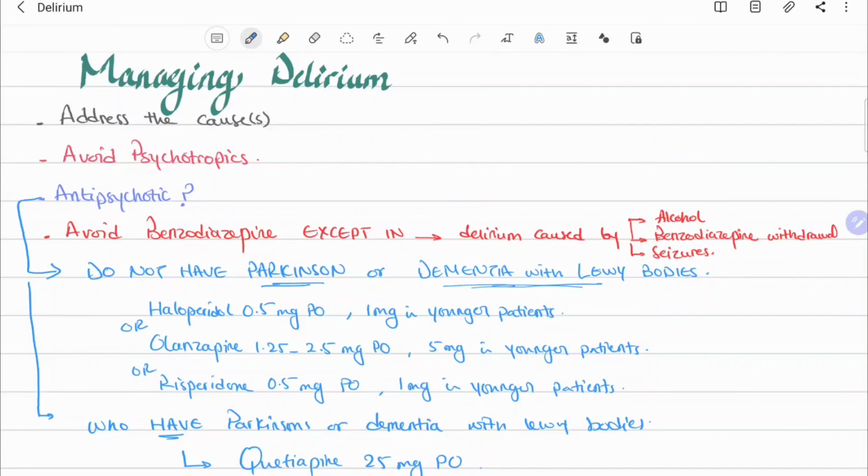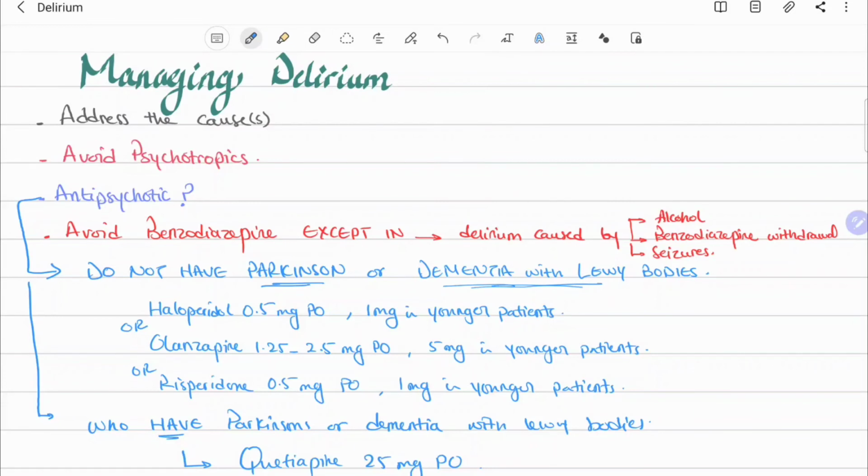For adults with delirium who have Parkinson's disease or dementia with Lewy bodies, we can use quetiapine 25 milligrams orally as a single dose. The reason for that is that haloperidol in particular, and olanzapine and risperidone, can aggravate motor features in Parkinson's disease or dementia with Lewy bodies. That's why we try to avoid them and we use quetiapine for these patients.